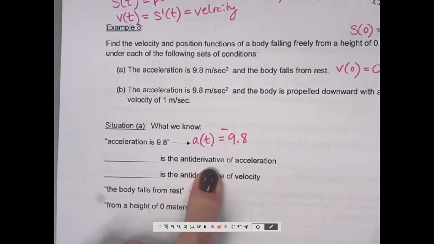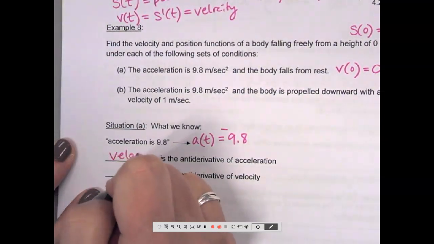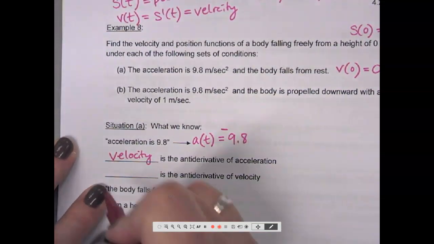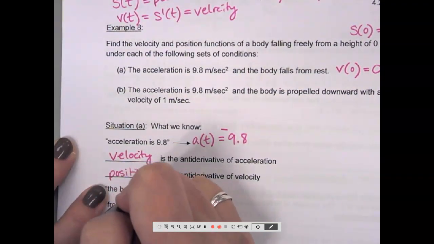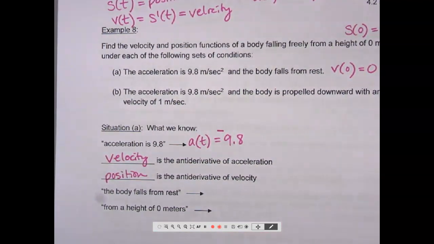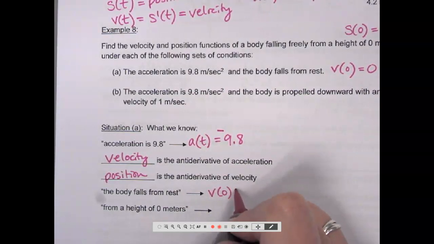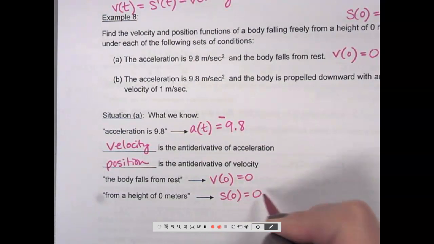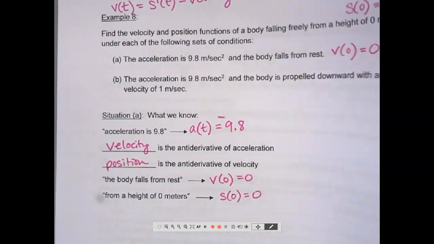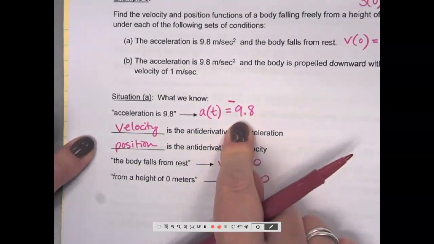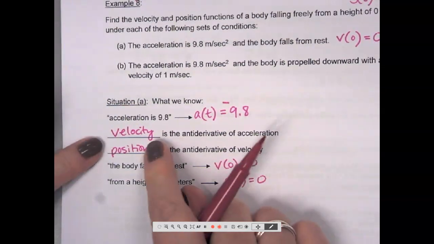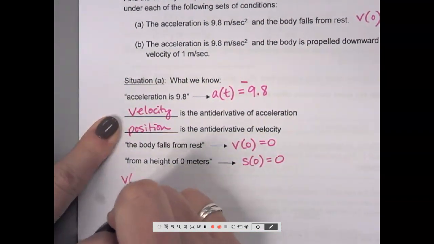What is the antiderivative of acceleration? Velocity. What is the antiderivative of velocity? Position. Okay, the body falls from rest. We already said that means initial velocity is 0. From a height of 0, I already said that means initial position is 0. So what I'm going to do is take this only equation that I have, this little baby equation, A of t is negative 9.8, and I'm going to work backwards to find its velocity.